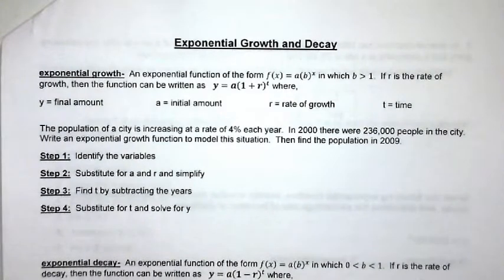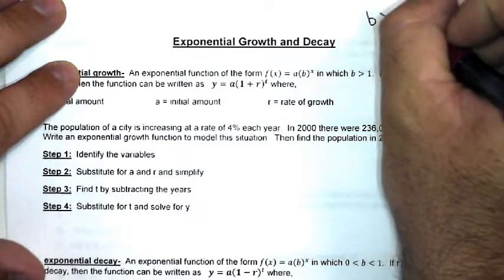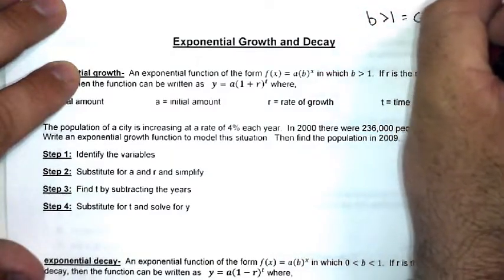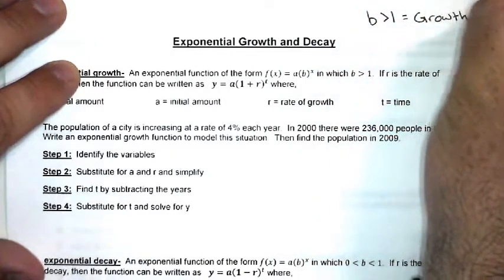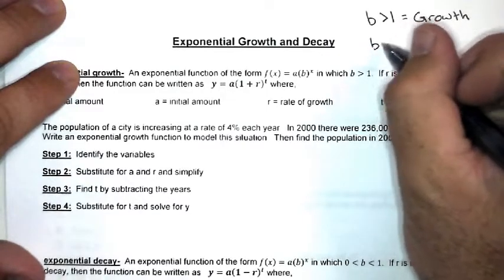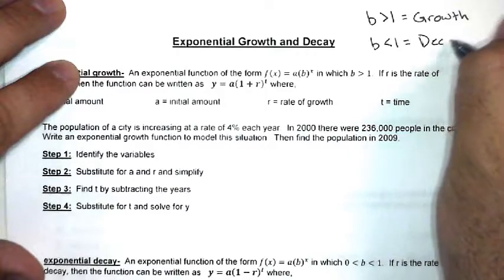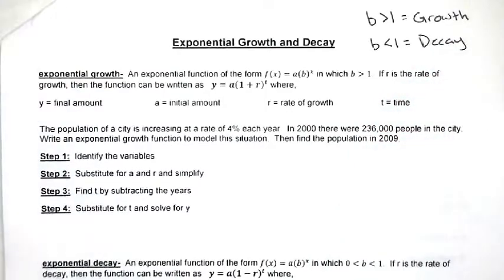We learned this last class, exponential functions. We have learned so far that if my b value is greater than 1, I have a growth. If my b value was less than 1, I have a decay. We have learned that so far.